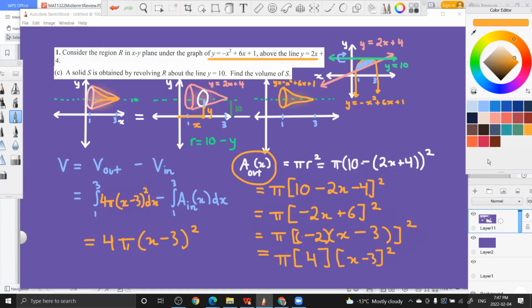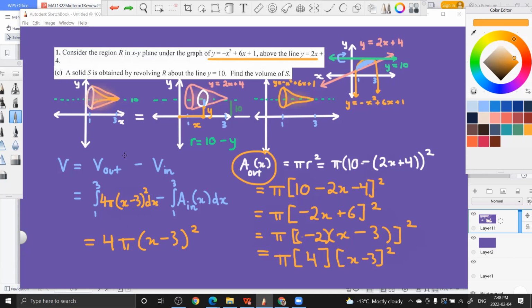One person asked, why do we have to take out the negative 2? Well, why not, right? Because if you try to expand this, then it gets really messy. So if you take out the negative 2, then you can turn it into a 4, and then times (x minus 3) to the power of 2, and then you can just write 4 pi times (x minus 3) to the power of 2. It's cleaner if you do it this way.